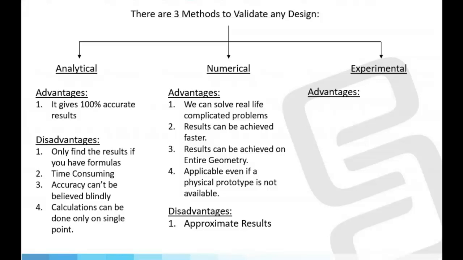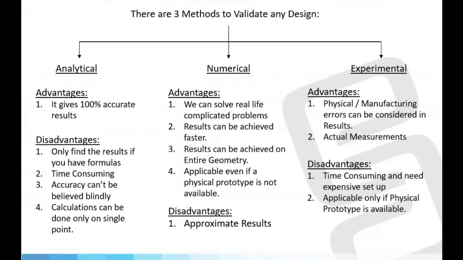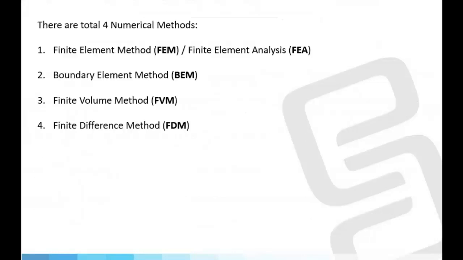Now let's discuss advantages of experimental method. The advantages of experimental method is the physical and manufacturing errors can be considered during the results. It gives actual measurement. The disadvantages of experimental methods are it is time consuming and needs expensive setup. It is applicable only if the physical prototype is available. You have to perform testing on minimum 3 to 5 prototypes to get the final results.